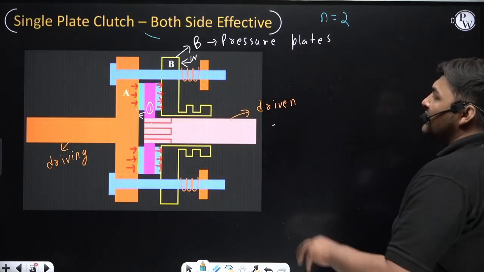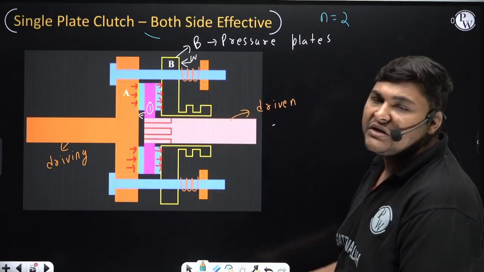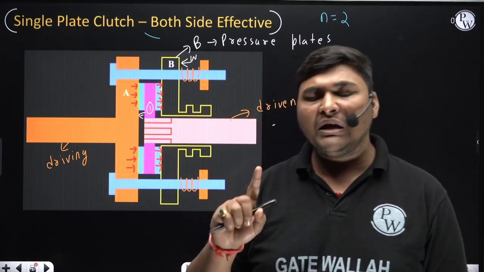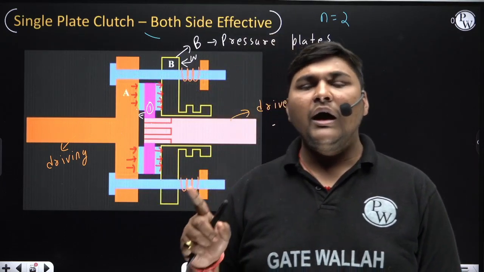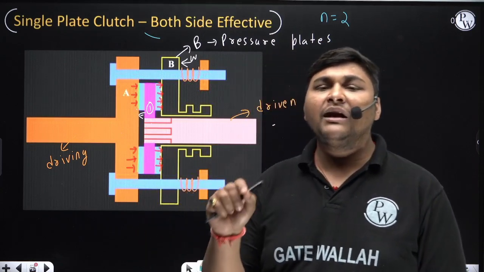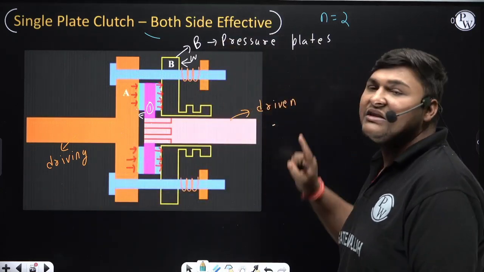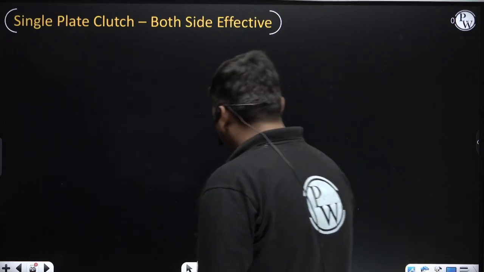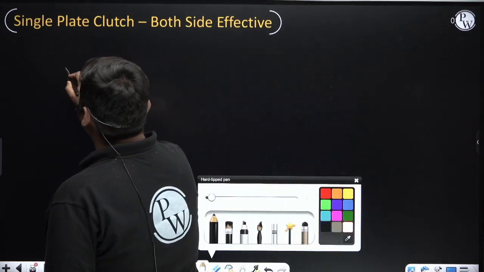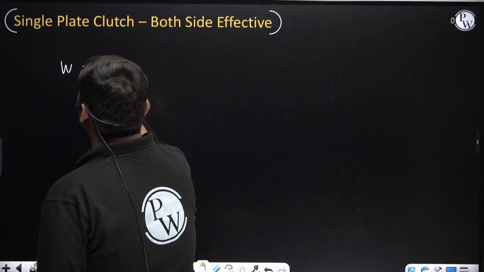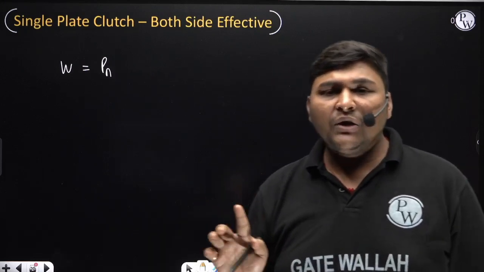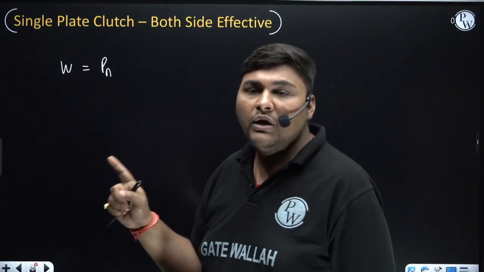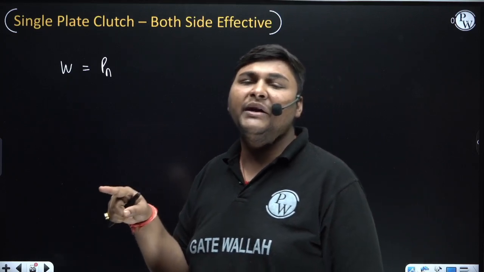Now the next important thing is how you will calculate this spring force W, or total pressure force on each plate, and how you will calculate the torque transmitted by the clutch. If you have derived the formula of spring force W, or total pressure force on each friction lining, and torque transmitted by the clutch for a single plate clutch with one side effective, then you will easily understand this case also. The only difference which will come is for a single plate clutch with both sides effective. First, I am writing the formula of W, or total pressure force on each friction lining. Total pressure force on each contacting surface is Pn, and that will be equal to W. There will be no change in the formula of W, whether it is a single plate clutch with one side effective or both sides effective.